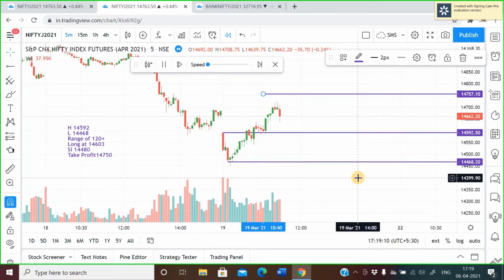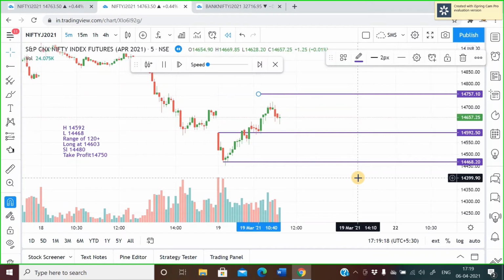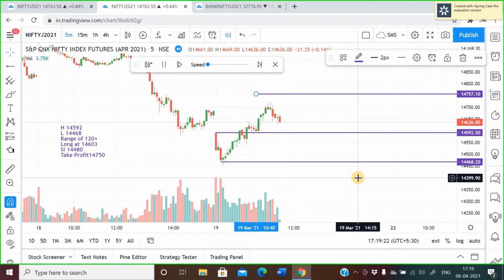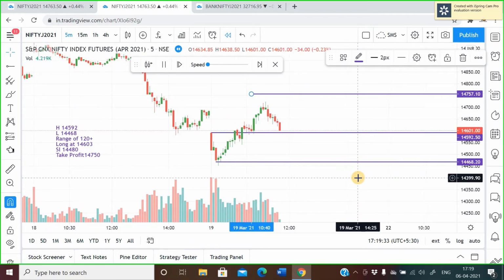100 points already. See the drop. That's the reason I say when you have a big range, try to play it with trailing the stop loss, or ensure you're at cost at least immediately as soon as it starts giving you about 40 to 50 points above. So still we are in the game, and I'm still looking for 14,750 as my target. It is nowhere close to my entry price. So yeah, it has come back to my entry price.